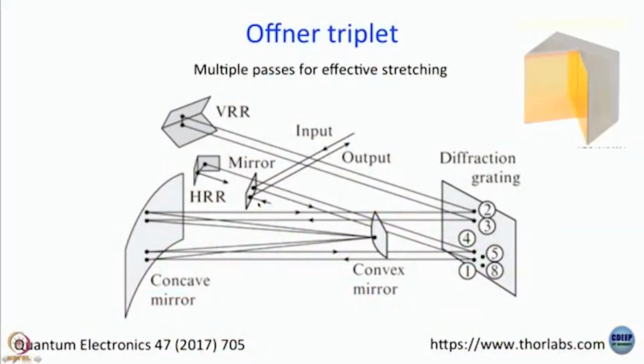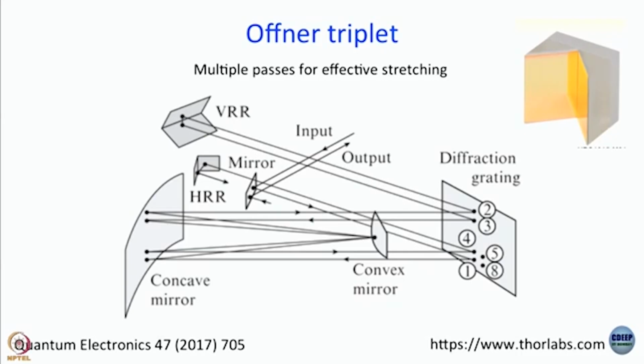If you had only this plane mirror, the concave mirror and the grating, you can understand the path length would have been maybe 1/5 or 1/10 of what it is in this arrangement. So, this is basically a geometry in which a lot of passes are made, so that the effective path length is significantly large and you can get a good amount of chirp introduced.